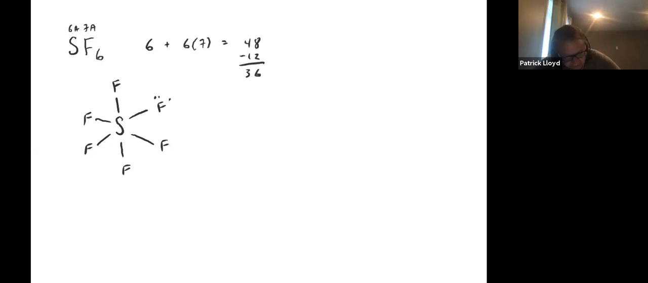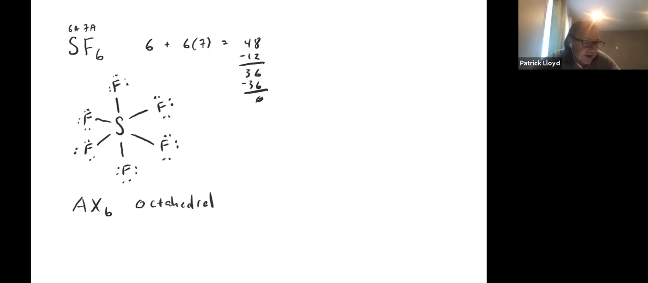This one works out perfectly: if you put 3 lone pairs on every fluorine atom, you get 36. 6, 6, 6, 6, 6, 6, 36. And there you go. So what do you have? You have AX6, no lone pairs. That's octahedral, from that list. And then there's only 1 angle for it. It's 90 degrees. I got excited there. It's the trigonal bipyramid that has 2 angles, 90 and 120. But for the octahedral, it's just 1 angle, 90 degrees.